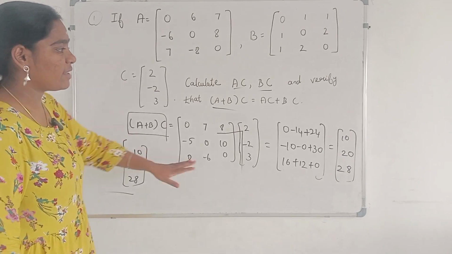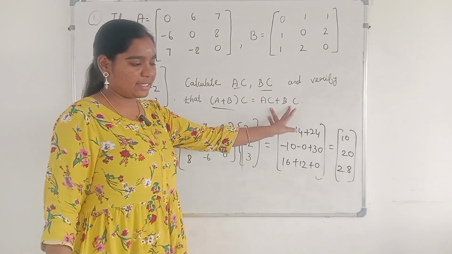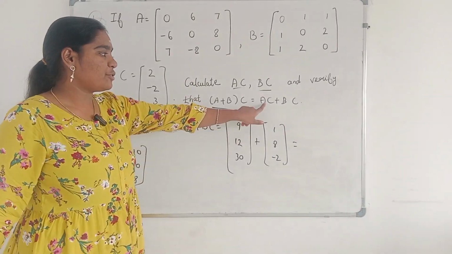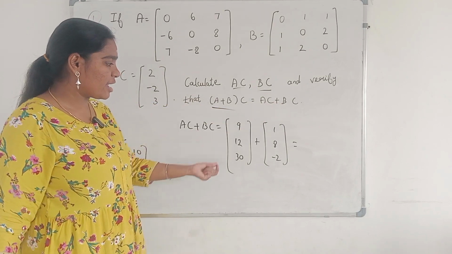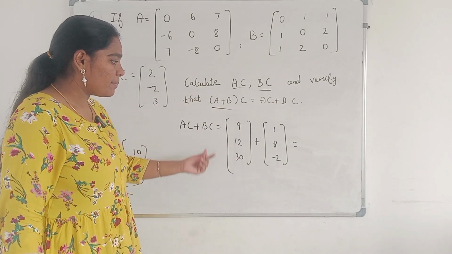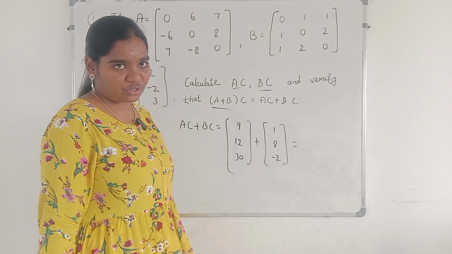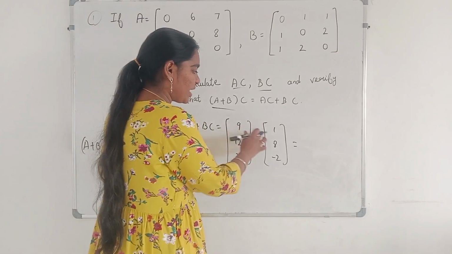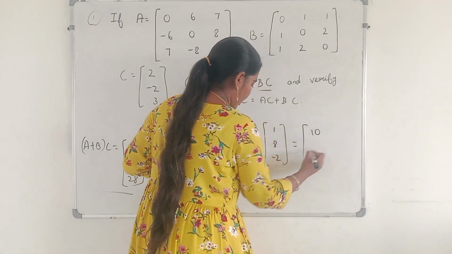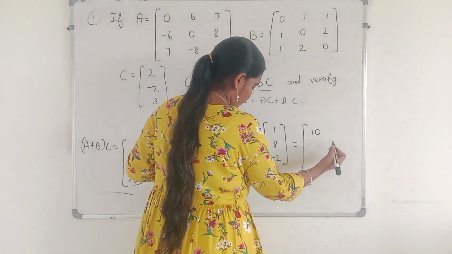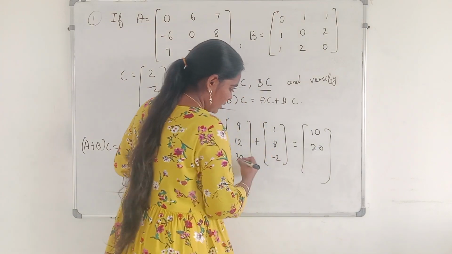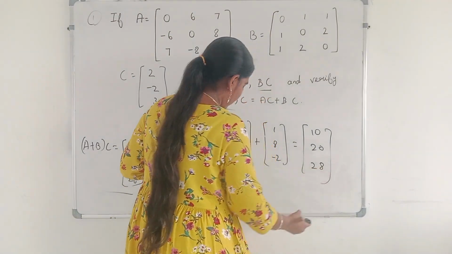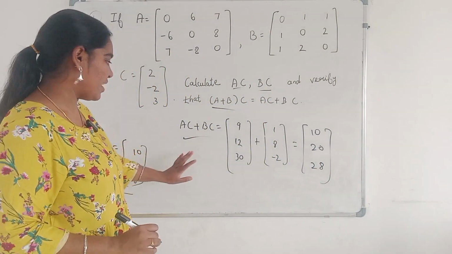Now we have to find the value of AC plus BC. Already we have calculated the value of AC and BC. AC value is 9, 12, 30. BC value is 1, 8, minus 2. So here AC plus BC. We add 9 plus 1, 10. 12 plus 8, 20. 30 minus 2, 28. This is your AC plus BC value.